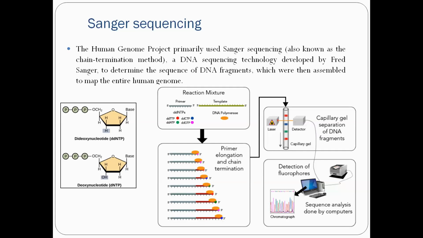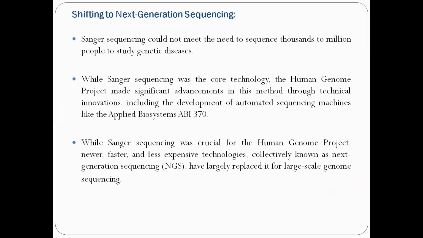But Sanger sequencing has a drawback: it takes a lot of time and it is not high throughput. So, therefore, there was a need to shift to next generation sequencing, as Sanger sequencing could not meet the need to sequence thousands to millions of people to study genetic diseases. When the Human Genome Project was completed, it only took the samples of a few individuals and their sequence was determined.